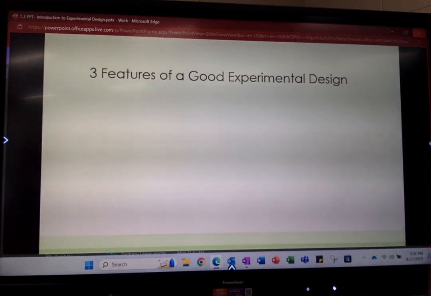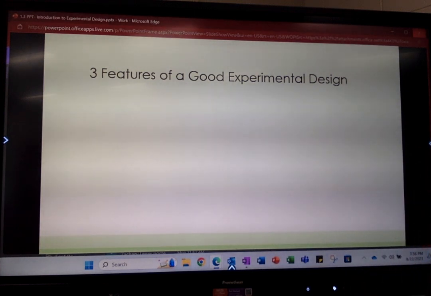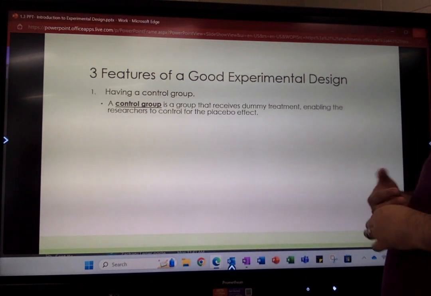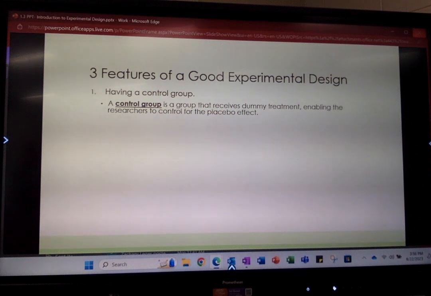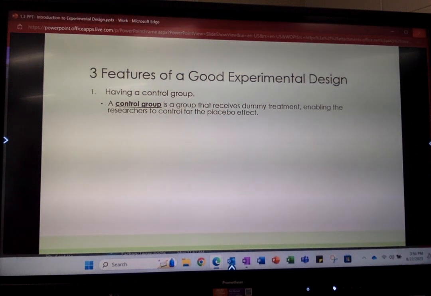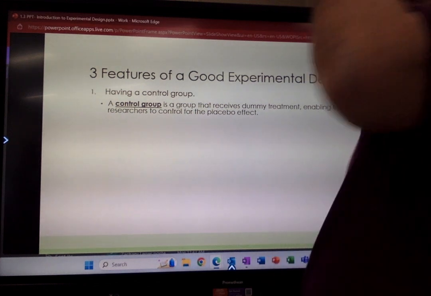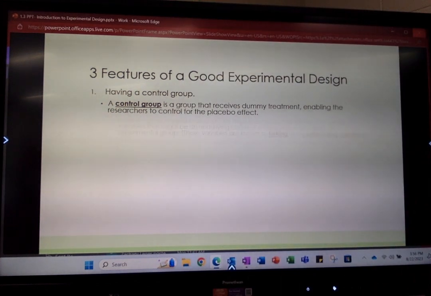Here's what a good experimental design looks like. So first, it has a control group. And again, a control group is the group that receives the dummy treatment, enabling the researchers to control for the placebo effect. Does the placebo effect have a big impact on the actual thing that you're trying to study?